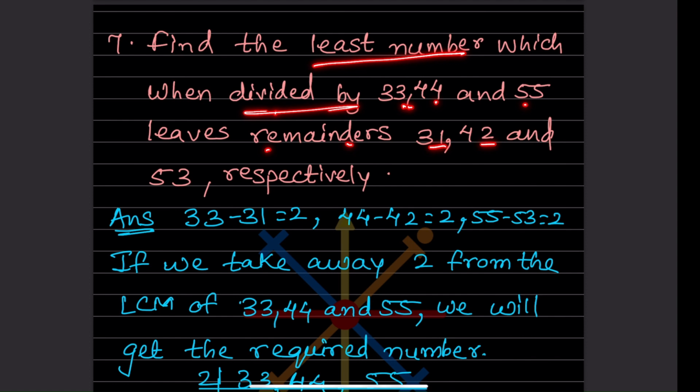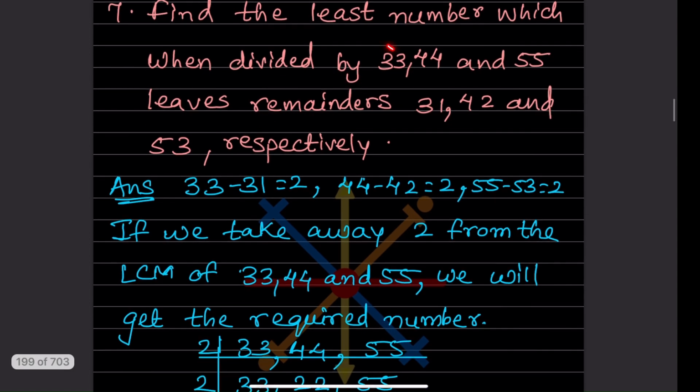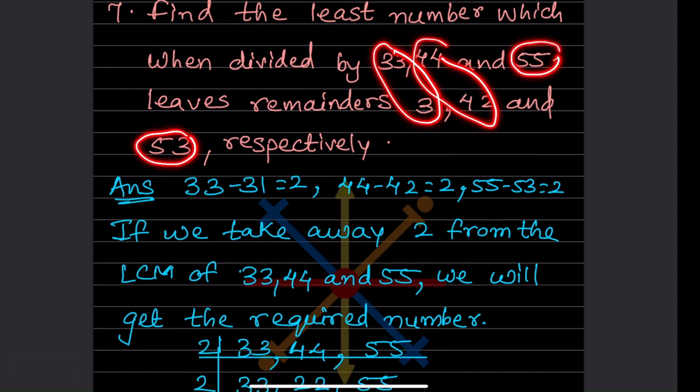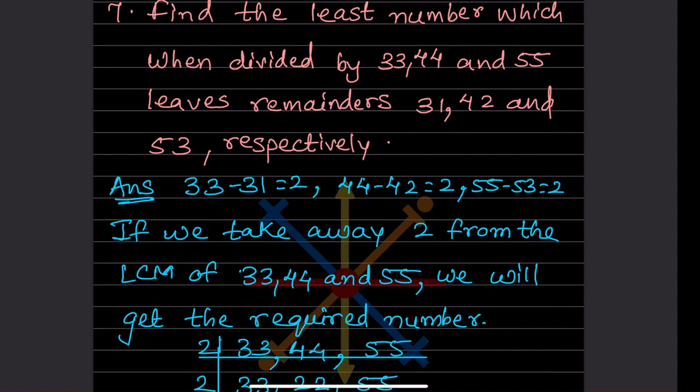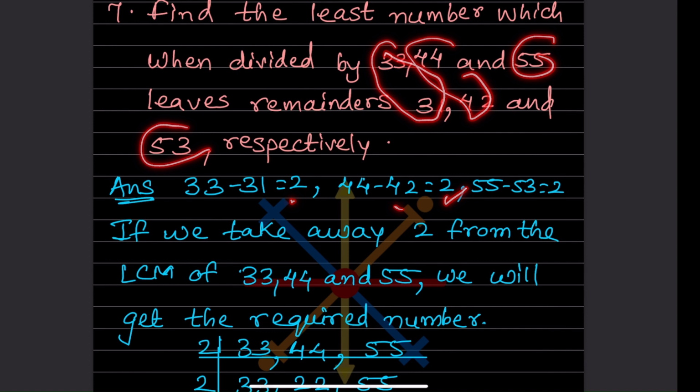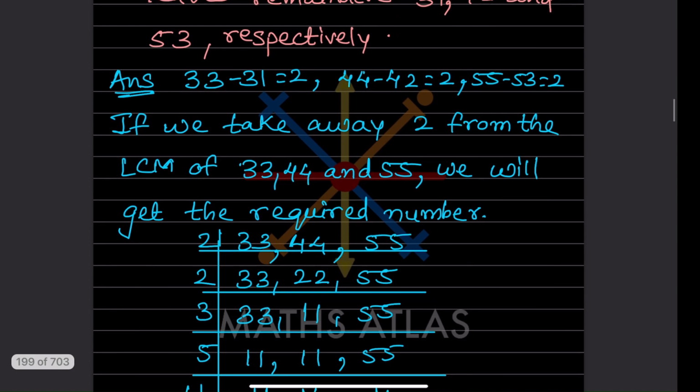Now here, see here, find the least number which when divided by 33, 44 and 55 leaves remainders 31, 42 and 53. So this is what you have to do, this and this, this and this, and this and this one. Whenever they give the least number which when divided, first you have to subtract that. 33 minus 31, that will be 2. 44 minus 42, that is going to be 2. Again 55 minus 53, that is going to be 2. So now what will you do? If you take away 2 from the LCM of this one, we will get the required number.